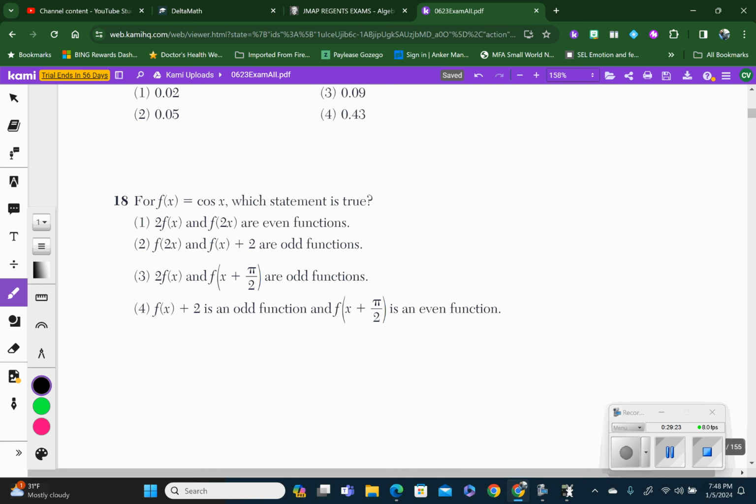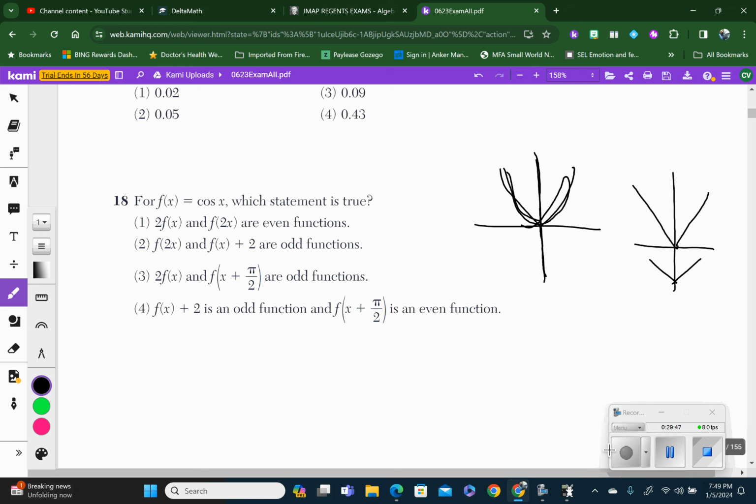This one right here, even and odd, we did do this, okay? We did do even and odd functions. So even functions, remember, is symmetrical with respect to the y-axis, which means that if I take my function and flip it over the y-axis, it's going to look the same. So that is an even function. If I have something that looks like that, that's an even function. Something that looks like that is an even function. Okay. Odd functions are something that looks like this.